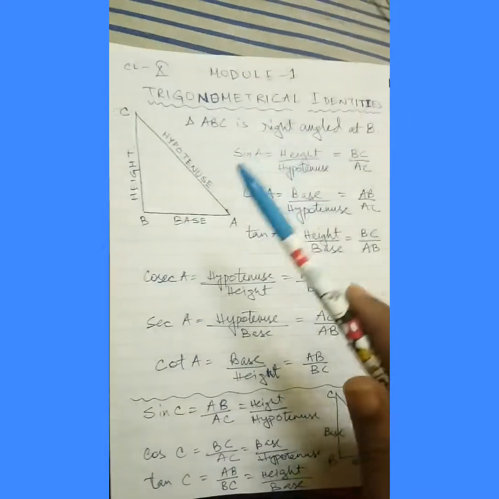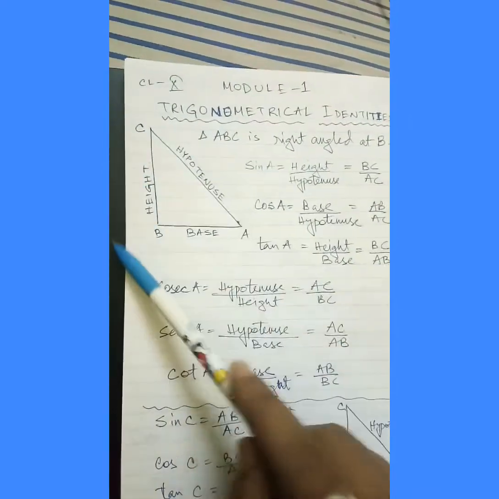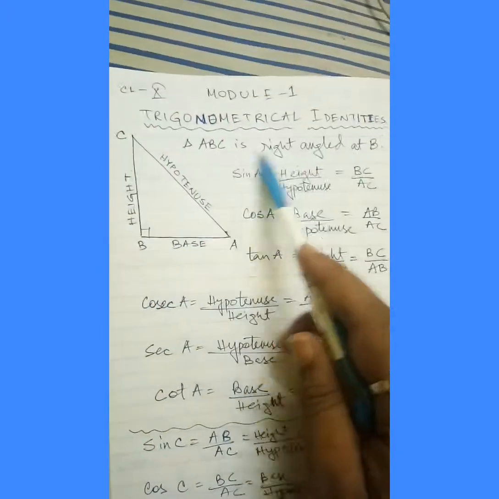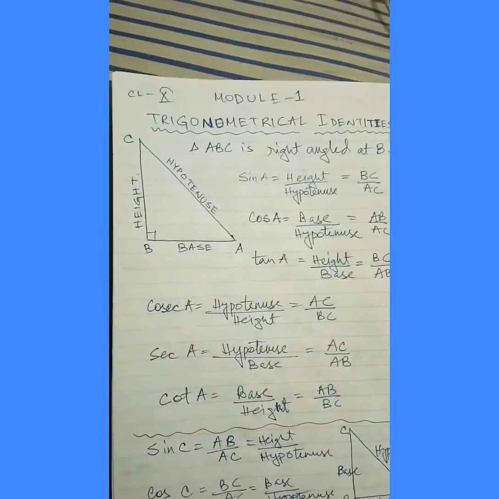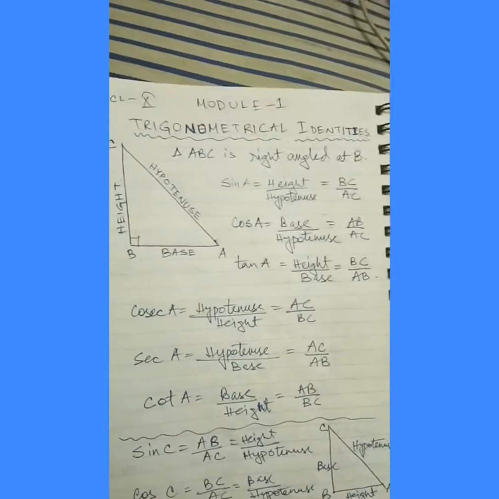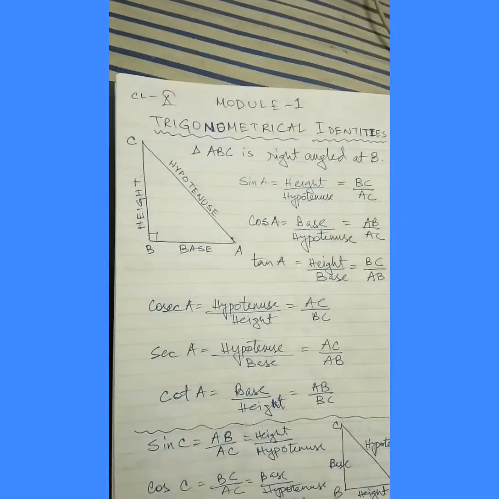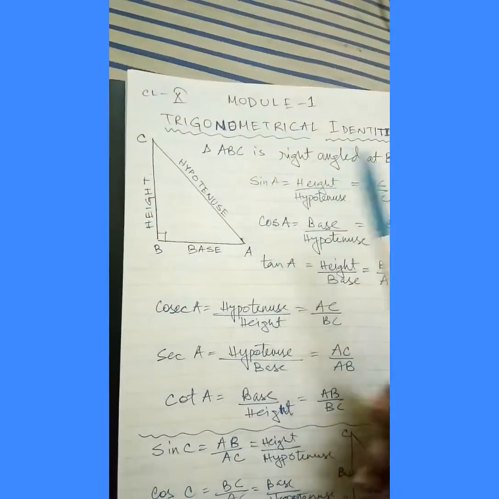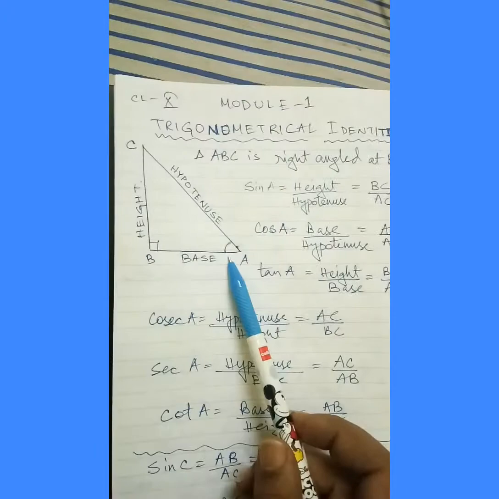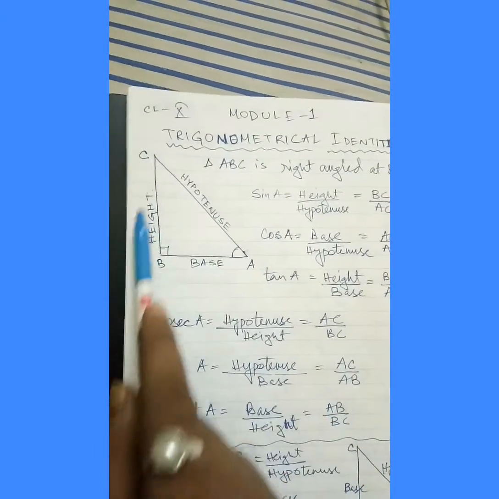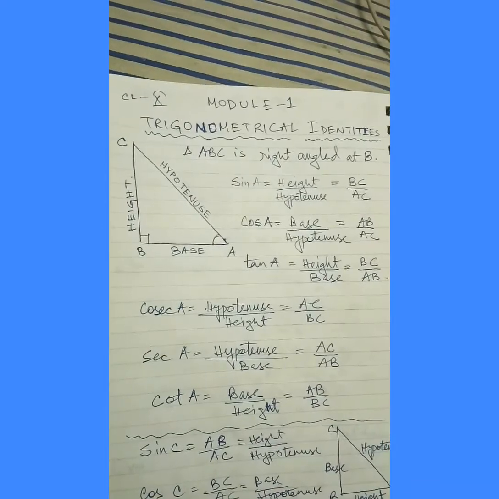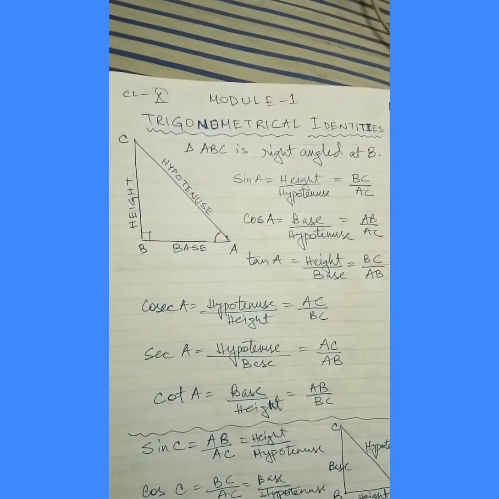See, we know that there is a right angle triangle. The triangle is given that ABC is right angled at B. Now here we know the formulas of sine, cos and tan. I'm just revising once. Sine A: the angle is given here, so the side opposite the angle will always be the perpendicular or height. You have to be very careful about these things.